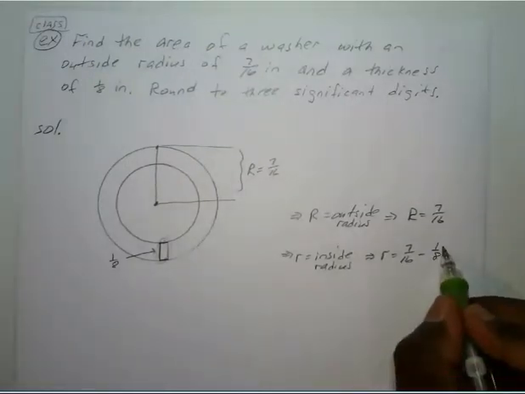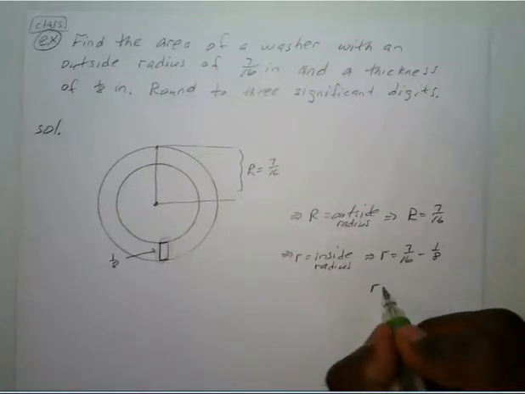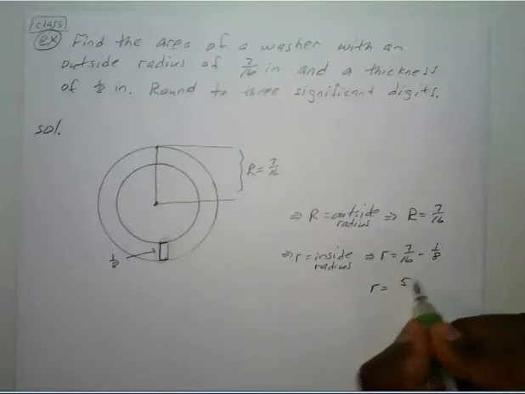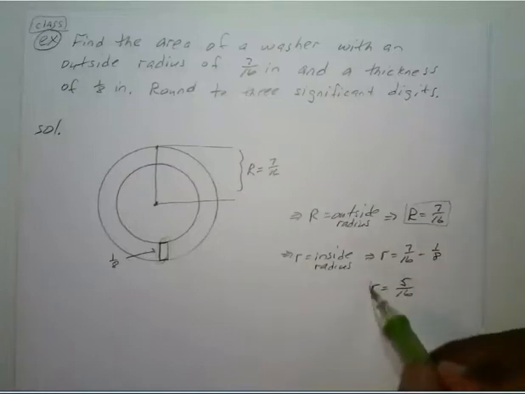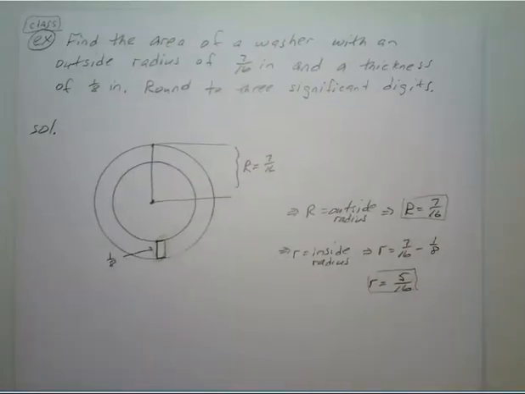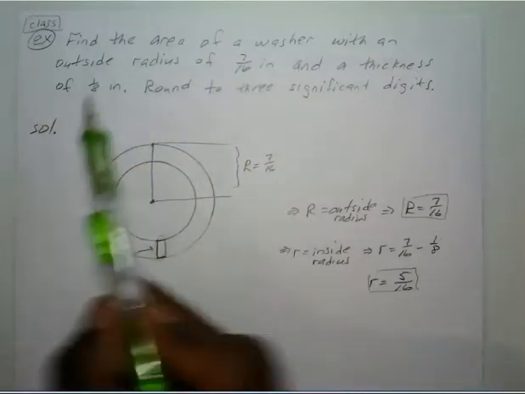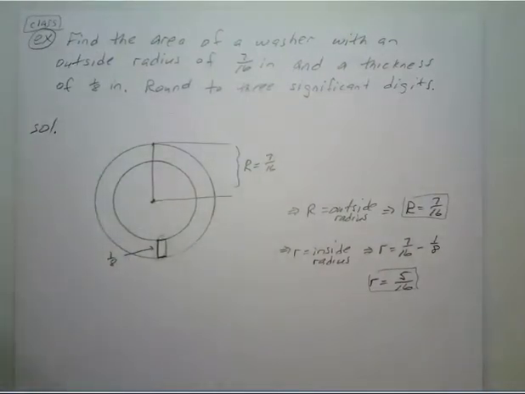Okay, so if we multiply this by 2/2, we have our like denominator, and we end up with an inside radius of 5/16. Okay, we have our outer radius and our inner radius. That's why I said drawing a picture is important, because instinct would have automatically told you, okay, this is my outer radius, and I'll just make that my inner radius. You don't want to do that. You always want to make sure that you draw a picture and you read it correctly.